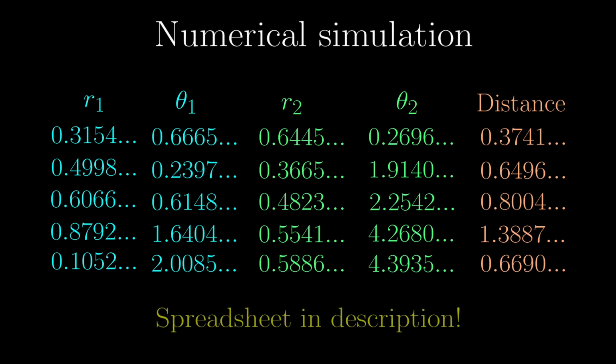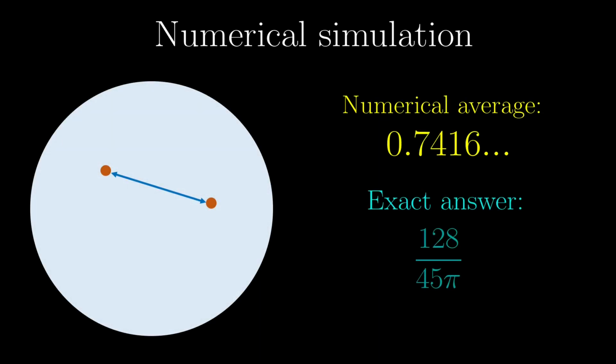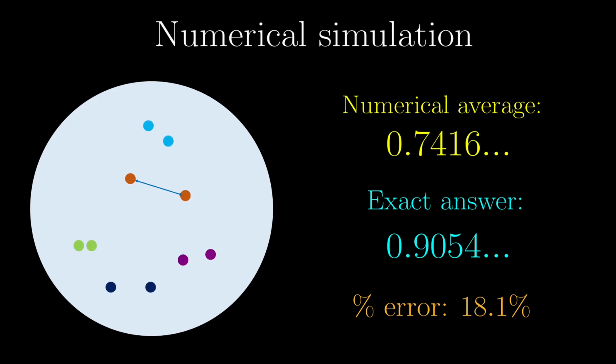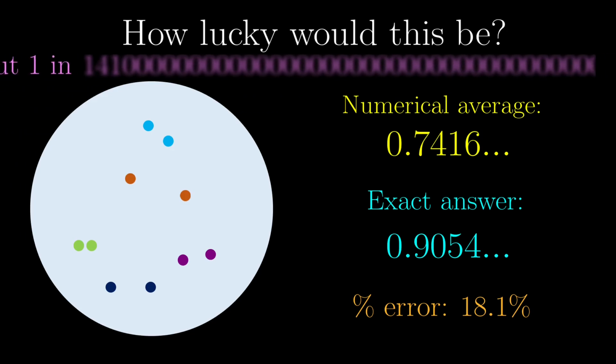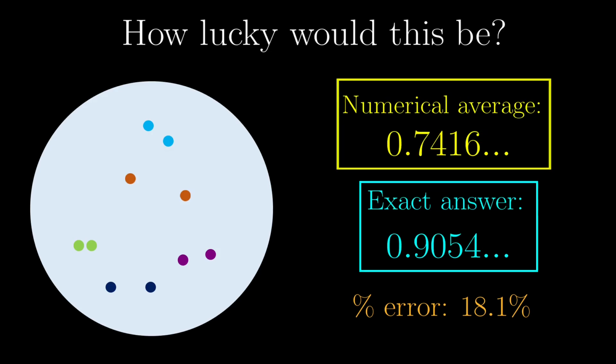So we are ready to perform a numerical simulation. There's a spreadsheet in the description for this, and we get this average from the numerical simulation. The exact answer should be 128 over 45 pi, which is around 0.9054, but that's quite far away from the answer we obtained. It is theoretically possible that we just happen to pick pairs of points close together, but we need to have incredible luck to lower the average that much. We are going to calculate this luck later on in the video, but anyway, that means either this exact answer is wrong, or we have done something wrong in our simulation.